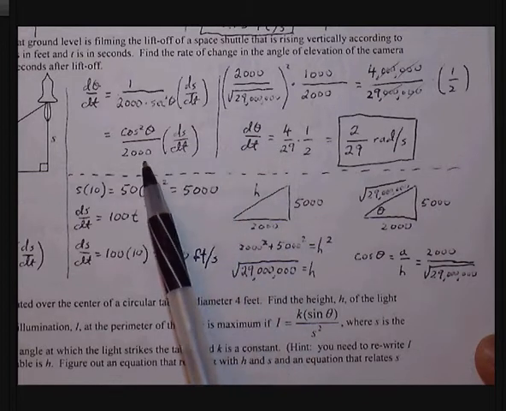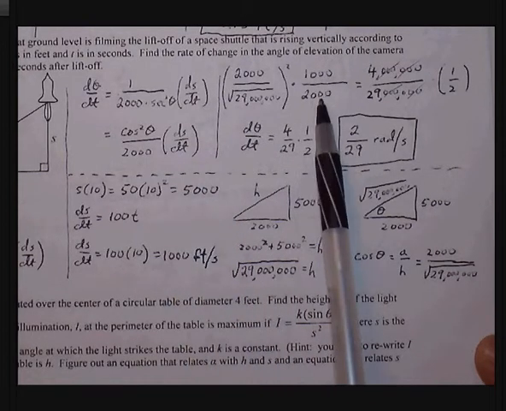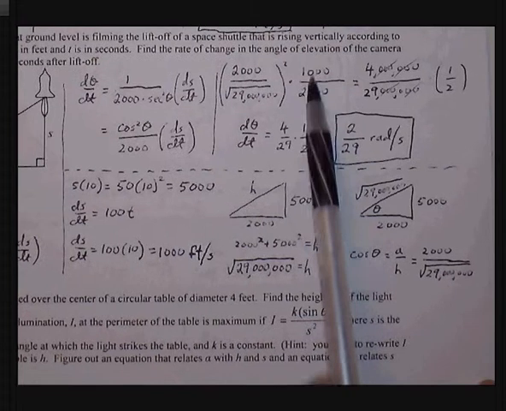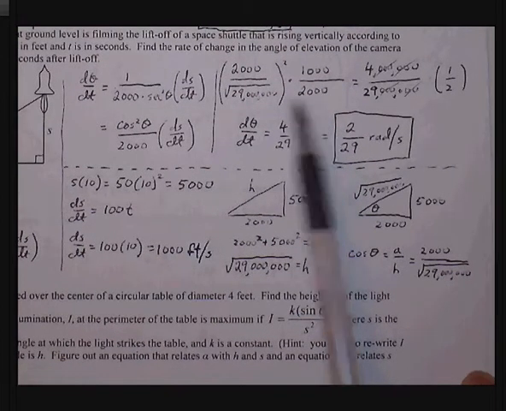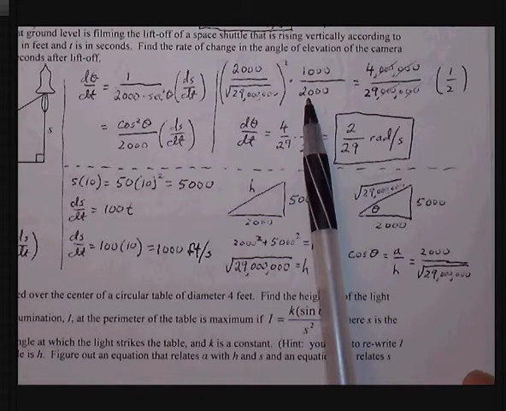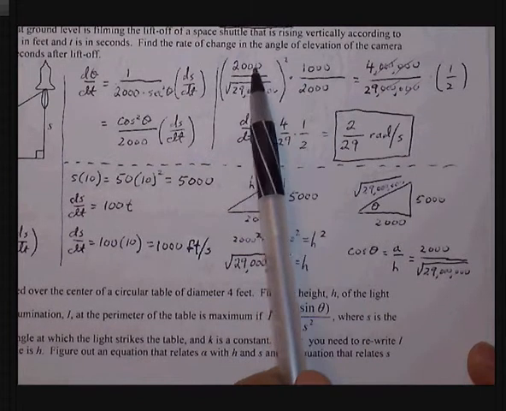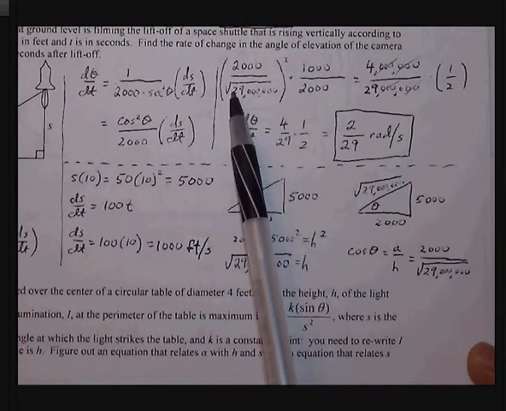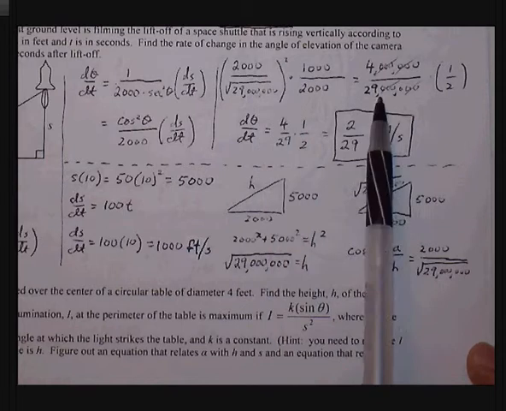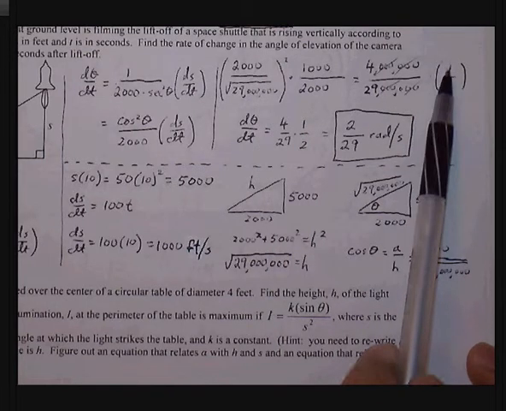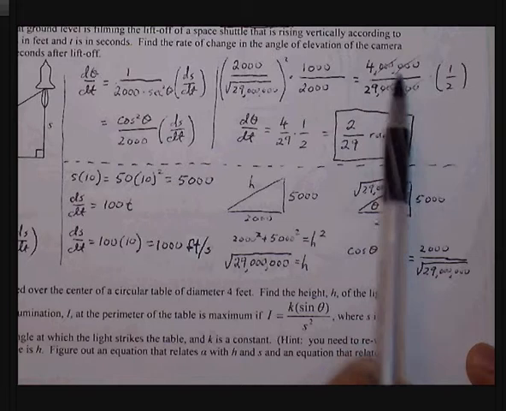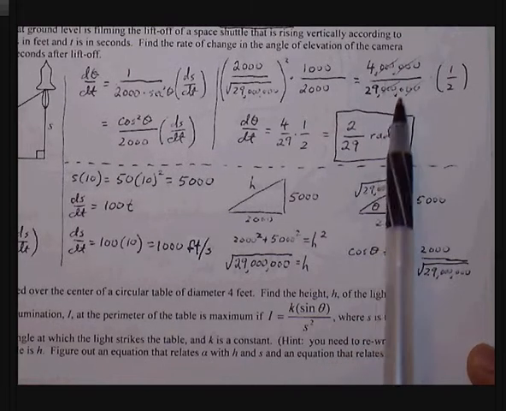And then it's just a matter of trying to simplify. This comes out to be 4 million. The square root cancels out because of the squared, so now 29 million. 1,000 over 2,000 is 1/2. Cancel out the 6 zeros on the million from both the numerator and denominator, so I'm left with 4 over 29 times 1/2, which reduces to be 2 over 29 radians per second as my d theta dt.